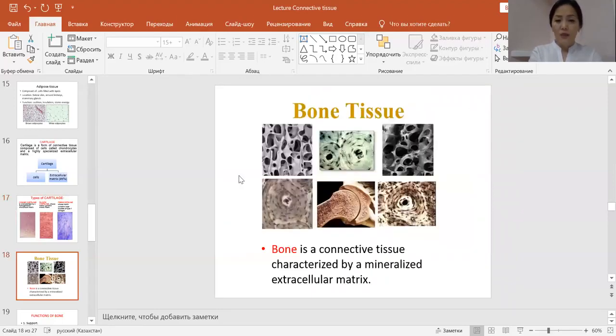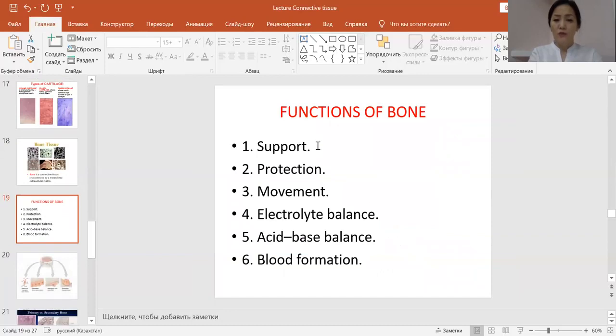And the next type of connective tissue is bone. Bone is a connective tissue whose matrix part consists of minerals. The function, of course, first is support, another function is protection, and it is also responsible for movement. It can also regulate electrolyte balance, regulate acid-base balance, and is also responsible for blood formation. If you remember, the bone marrow of the bones is responsible for blood formation.